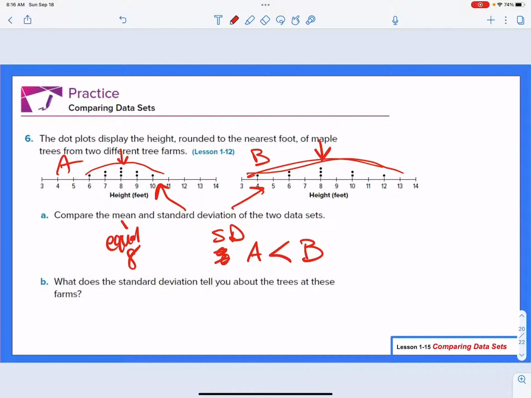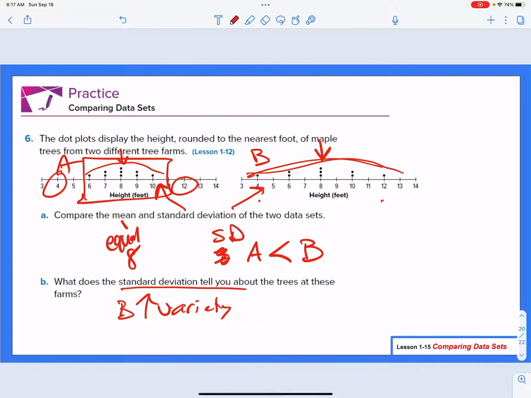So what does that tell us about the trees? Well, what it tells us is that overall the average height's about the same, but B has a greater variety of small trees and tall trees. We can see 4-foot and 12-foot. There aren't any 4-foot trees over here or 12-foot trees. In A, they're all a similar height. In B, they're spread out more, so more variety in the B trees.